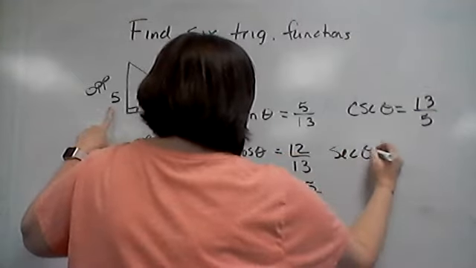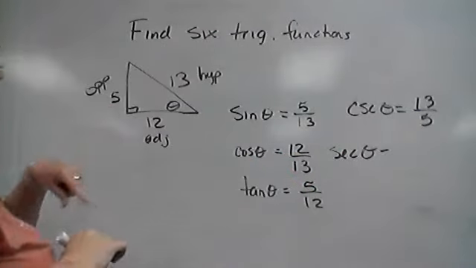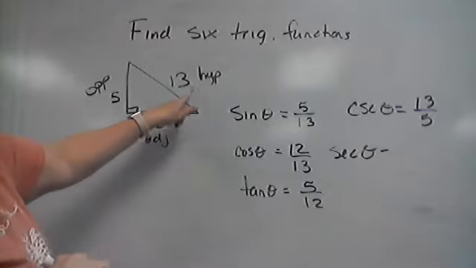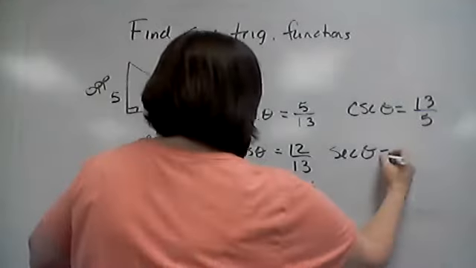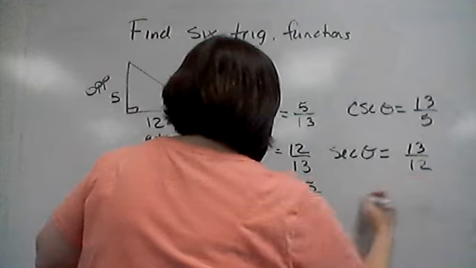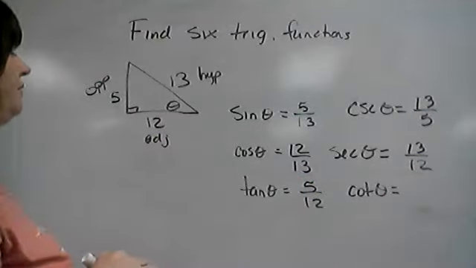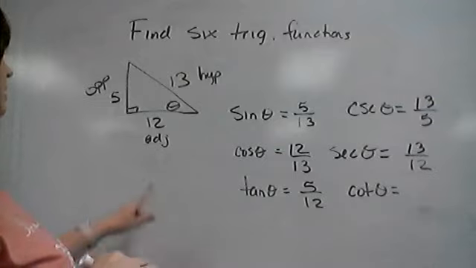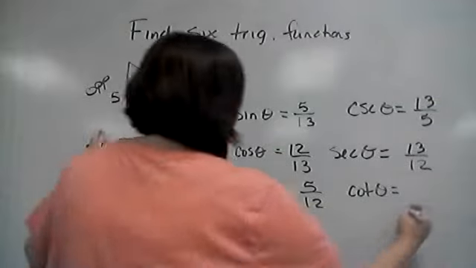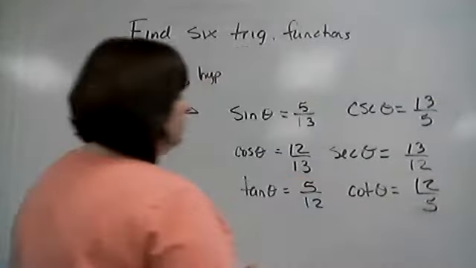Secant is the reciprocal of cosine, so it is hypotenuse over adjacent, so it is 13 over 12. And cotangent is the reciprocal of tangent, so it's going to be adjacent over opposite. So 12 over 5.